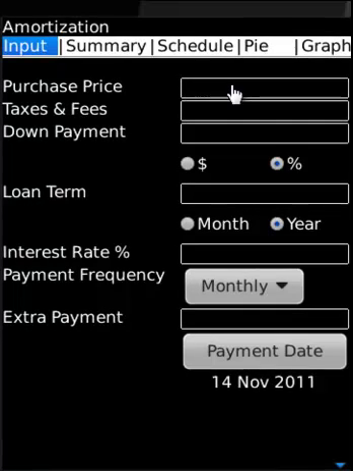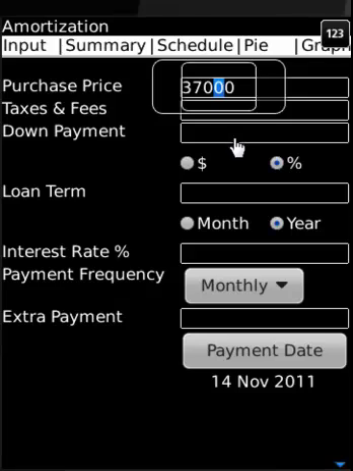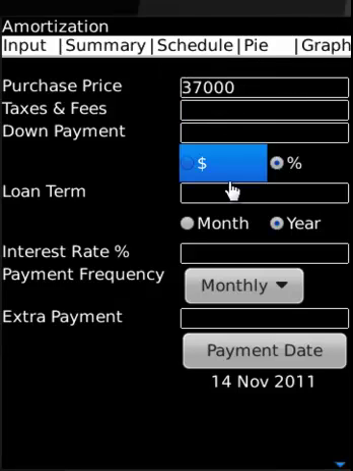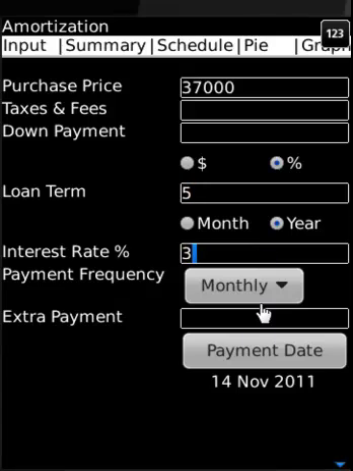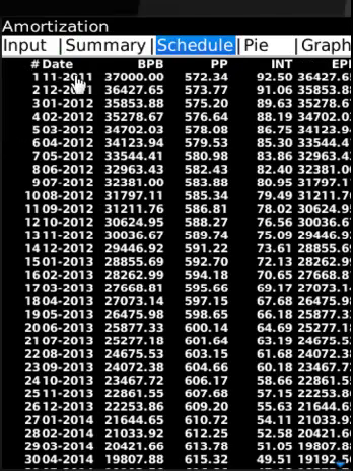This is the BlackBerry amortization application. We enter the purchase price, then taxes and fees, which are optional, down payment, which is optional, and loan terms. The loan term is 5 years, the interest rate is 3%, paid monthly, and this is the summary. This is the schedule: serial number, date, beginning principal balance, principal paid, interest paid, ending principal balance.